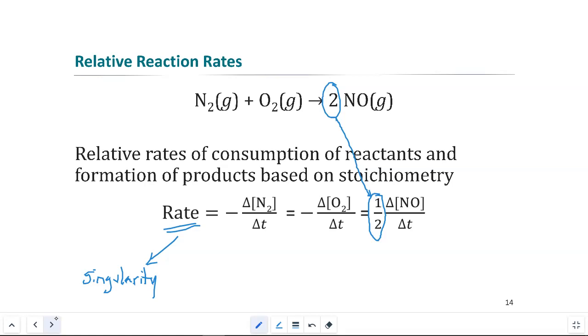And that's why, if I'm looking at it from the perspective of the rate of change of nitrogen monoxide, I have to cut it in half. To make all of these equal, I have to cut the nitrogen monoxide reaction rate in half because it happens twice as quickly. Otherwise, I can't get those three to be equal to each other.